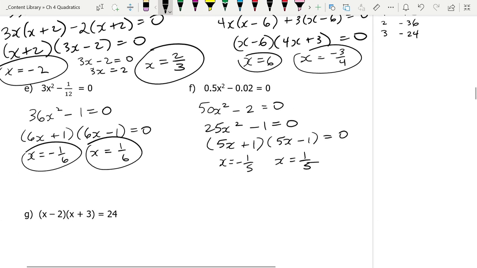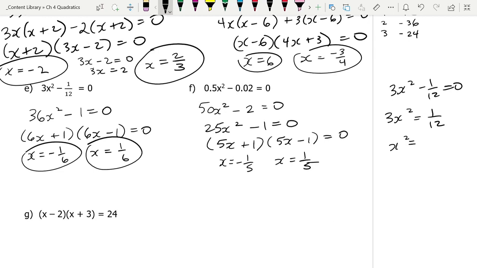And I hope you noticed that for both of these we could have solved them a different way. Let's go back to E for a sec. I could have done this by straight up algebra if I wanted to. I could have just moved the 1/12 to the other side of the equation, divided both sides of the equation by 3, which would be 1/36 now, and then square rooted both sides, which would be plus or minus 1/6, which is what I got over here. If you like that better, by all means, you could do it that way. But I was having so much fun factoring that I didn't want to stop.